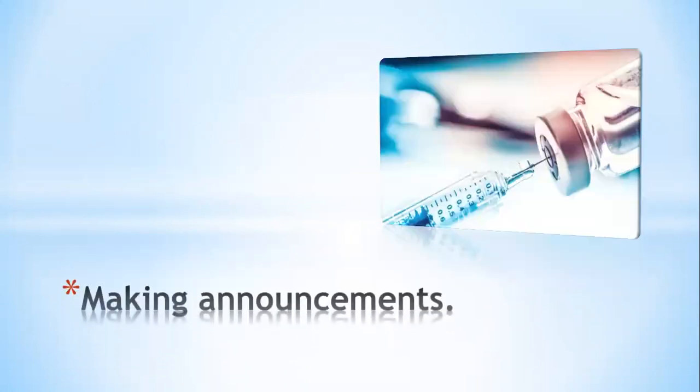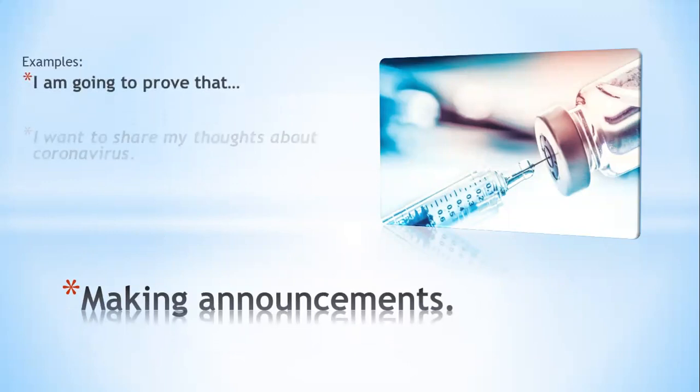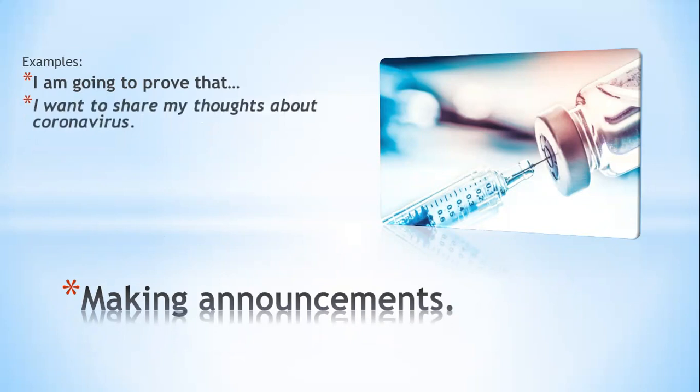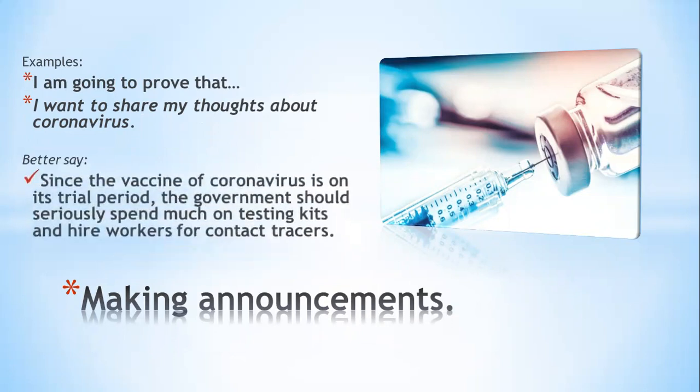Next one, we have making announcements, examples. I am going to prove that, or I want to share my thoughts about coronavirus. So better say, since the vaccine of coronavirus is on its trial period, the government should seriously spend much on testing kits and hire workers for contract tracing.